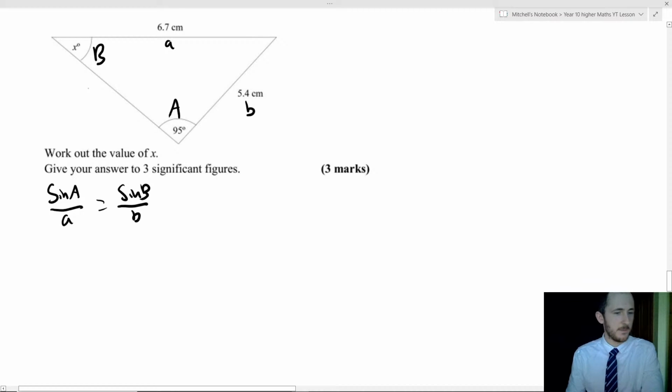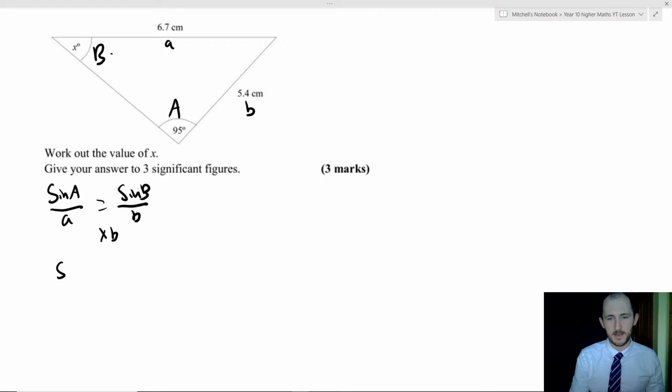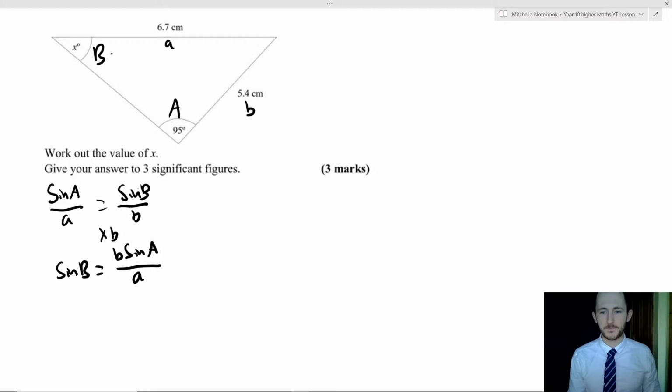But you might be happy to know that you don't actually need to rearrange this much, because look at what we want to find out. We want to find out capital B, which is already on top. So it's a bit easier to rearrange. Times both sides by b and you're done. You have sine B equals lowercase b sine capital A over lowercase a.